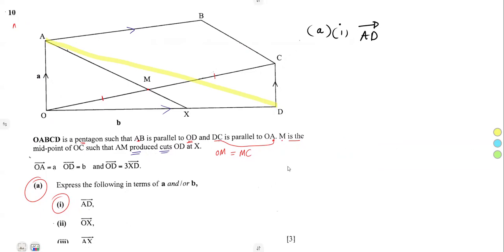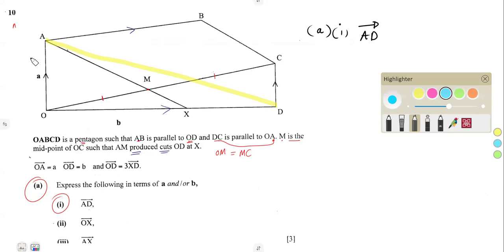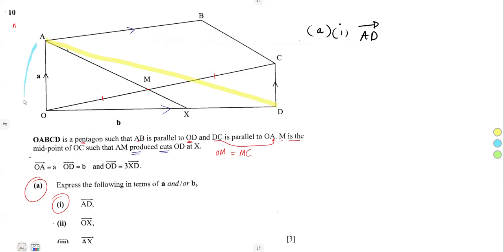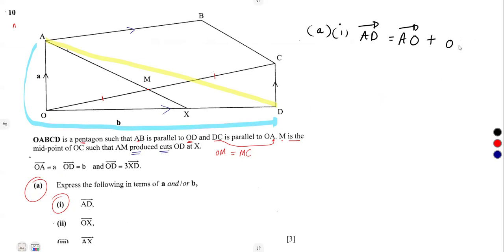Remember here they gave us OA is vector A from O to A, and from O to D, the whole part, we are given as vector B. So we can choose to use this route from A to O, and then from O to D. That is from what we are given because we have these vectors here. So that is vector AO plus from O to D.